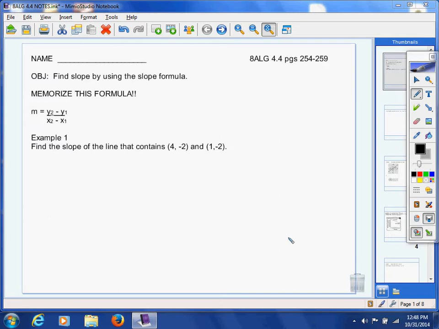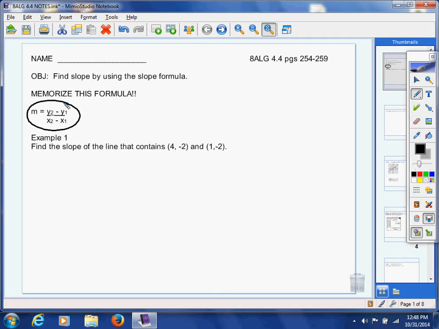Now we're going to learn how to calculate slope using this formula, m, which in math and algebra means slope. M is slope. You are going to see from now on anything related to slope, you're going to see the variable m attached to that. So m equals 2. That means the slope of that line is 2. M equals 4/5. The slope of that line is 4/5, and so forth.